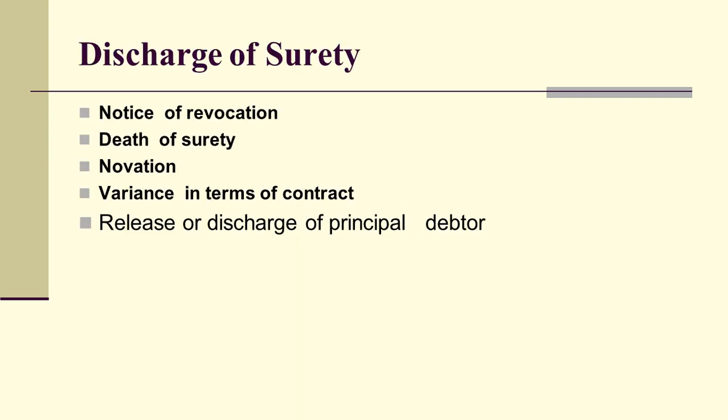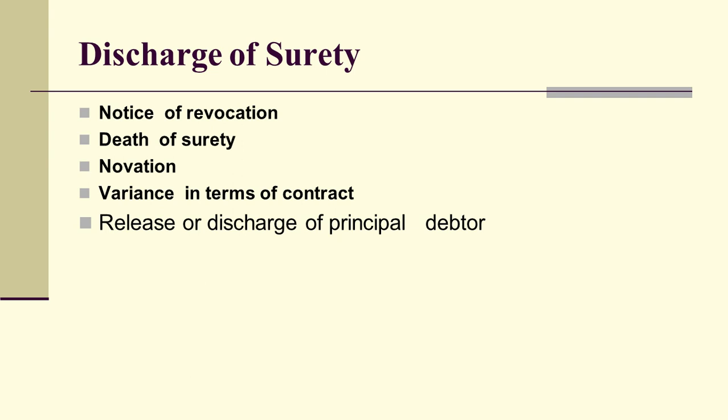Now, the last topic is discharge of surety. How does the surety become discharged from the contract of guarantee? By notice of revocation. If notice of revocation is sent to the surety that you are no more guarantor for this existing contract, the surety becomes discharged from the contract. Death of surety. If the surety dies, it's common sense, he will be discharged from the contract.